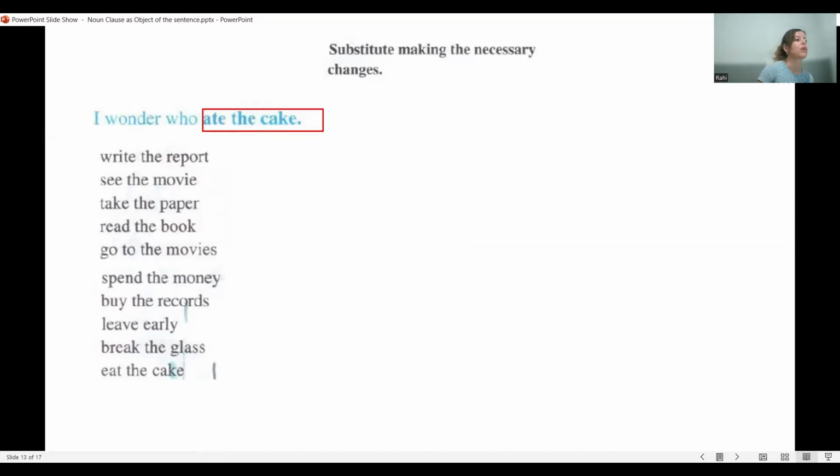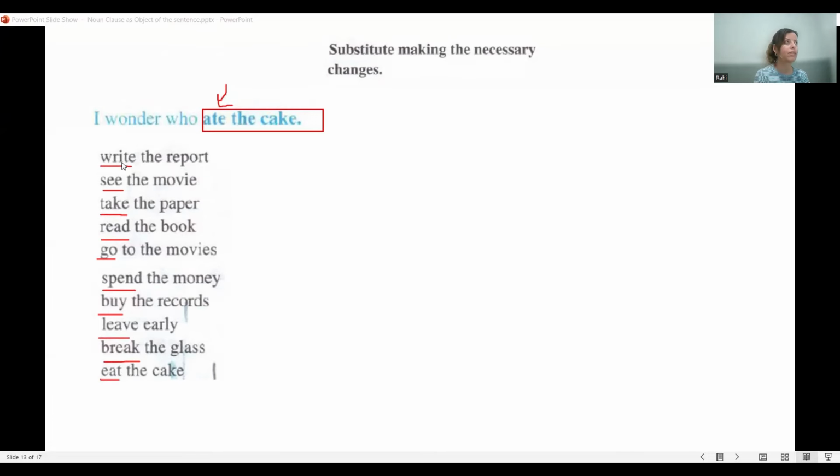So in this part, I want you to pay attention to the verb that we have here. It is in simple past form, and I want you to change all these verbs to simple past tense when you're using them in the noun clause. I wonder who ate the cake. First, change these verbs into simple past, then say the answer. Okay? So let's do it together. I wonder who ate the cake.